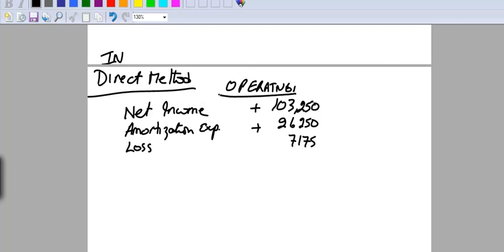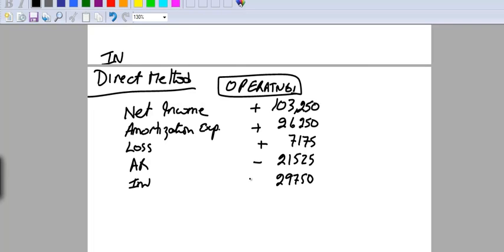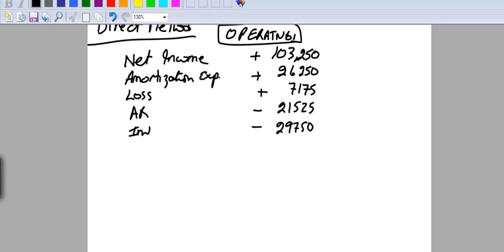The operating activities. We got to look at any current asset and current liability here. We don't use the cash account, but we use the accounts receivable. Accounts receivable went up, so we have to subtract $21,525. Inventory went up by $29,750. So if inventory went up, cash goes down.